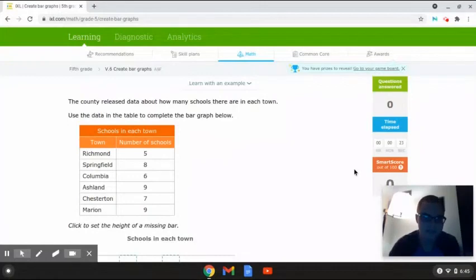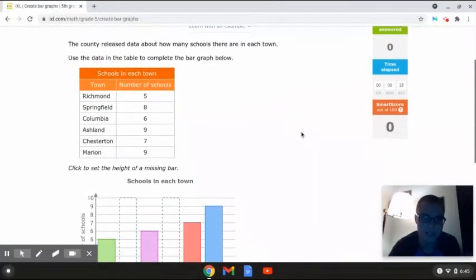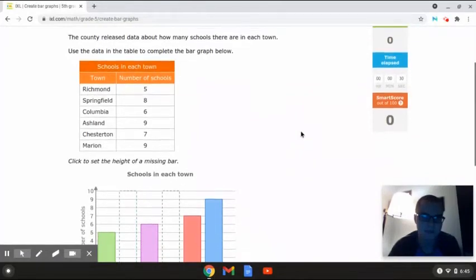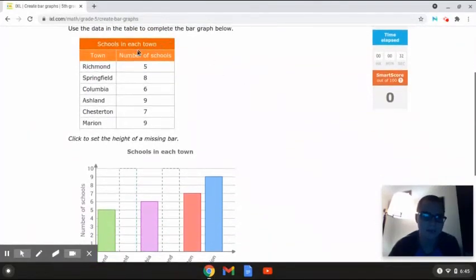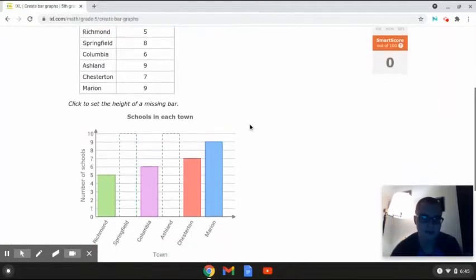Okay, so this next problem reads, the county released data about how many schools there are in each town. Use the data in the table to complete the bar graph below. Okay, so this table is showing the schools in each town, the town, and the number of schools. So for Richmond, there's 5. For Springfield, there's 8. For Columbia, there's 6. For Ashland, there's 9. For Chestertown, there's 7. And for Marion, there's 9. Click to set the height of a missing bar.